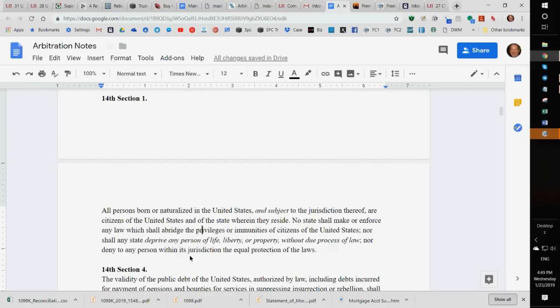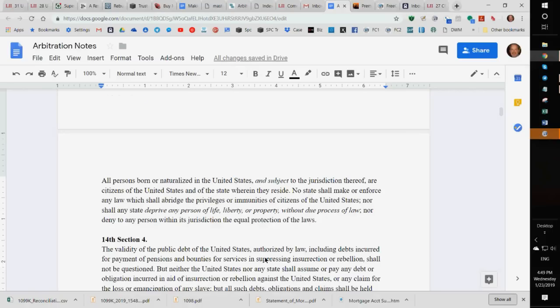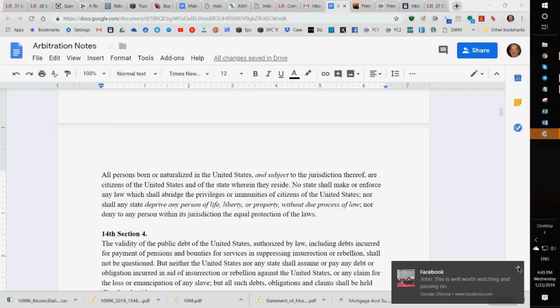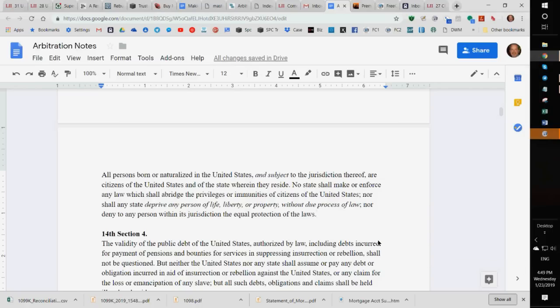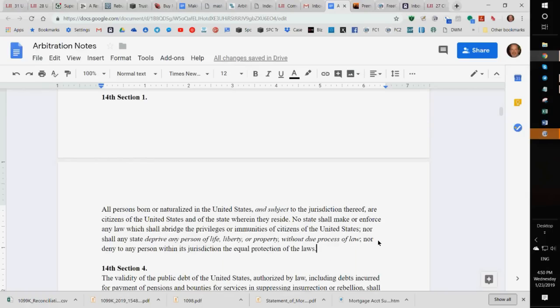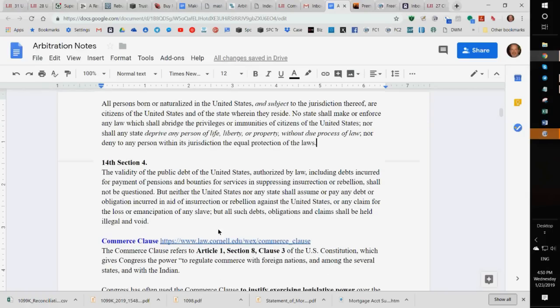Nor shall any state deprive any person of life, liberty, or property without due process of law, nor deny to any person within its jurisdiction the equal protection of the laws. And equal protection means if I have a contract and you have a contract, we have to determine who has the real contract. I get equal protection. If there's a contract, such as an arbitration agreement or a right to an arbitration agreement, they cannot interfere with that. And the courts, this can be used in court.